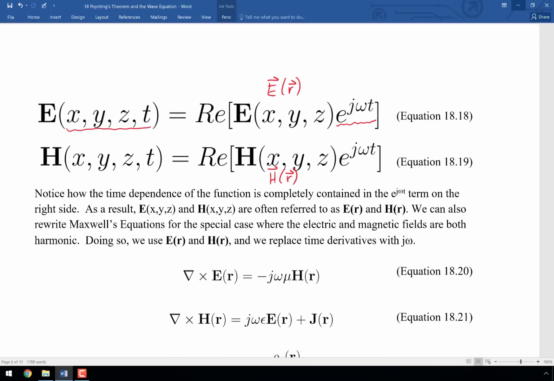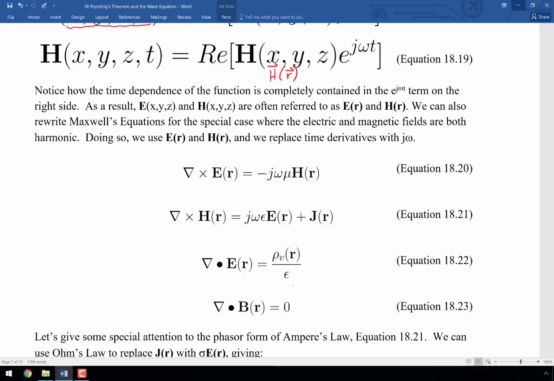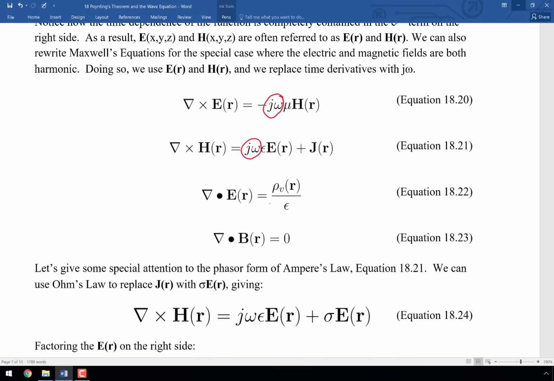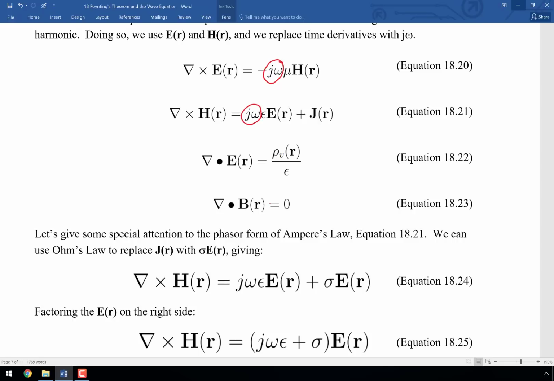We can also then rewrite Maxwell's equations. In this case, we're going to replace any derivatives with respect to time with j omega. We had a couple of derivatives, one in Faraday's law, one in Ampere's law, and the contents of Gauss's law for electric and magnetic fields are going to remain unchanged. So it's really this j omega right here and this j omega right here that are going to yield important changes to the system. Let's give some special attention to the phasor form of Ampere's law.